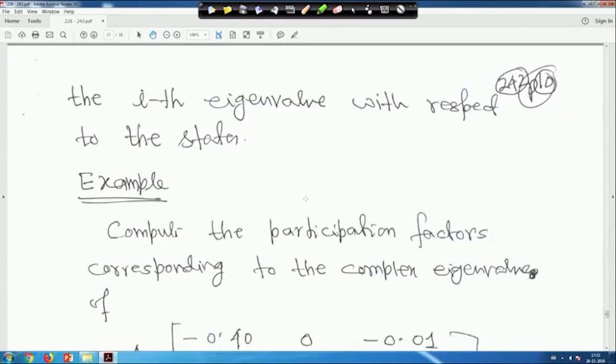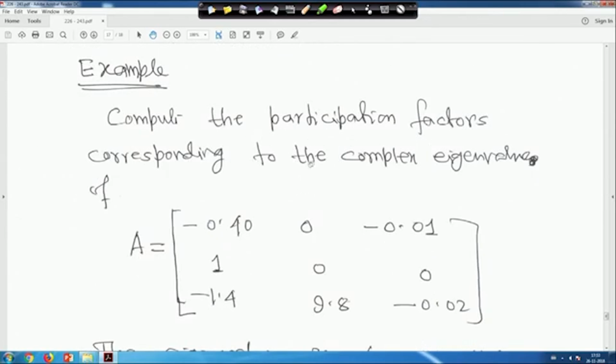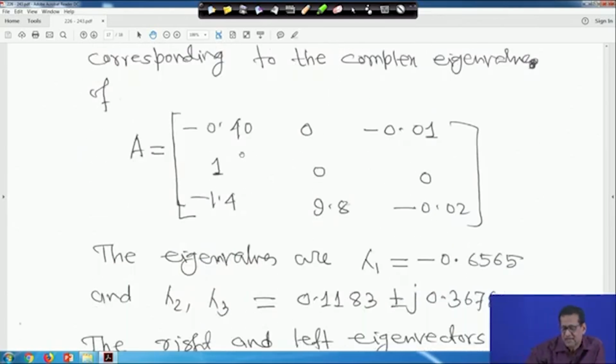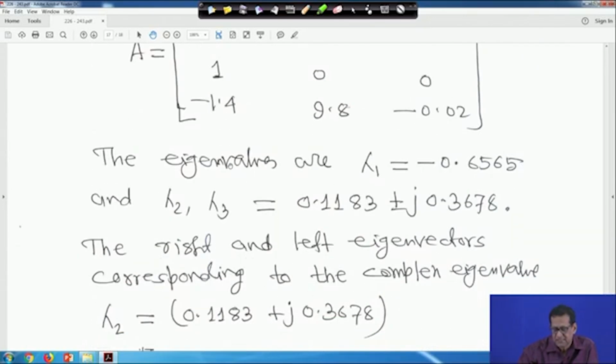Now, another example is taken. Compute the participation factors corresponding to the complex eigenvalues of A, where A is a 3 by 3 matrix: minus 0.40, 0, minus 0.01; 1, 0, 0; and minus 1.4, 9.8 and minus 0.02. When you find the eigenvalues of this matrix, one eigenvalue is real, that is minus 0.6565, and the other two are a complex conjugate pair, lambda 2 and lambda 3, which are 0.1183 plus minus j 0.3678. So, these three are the eigenvalues.